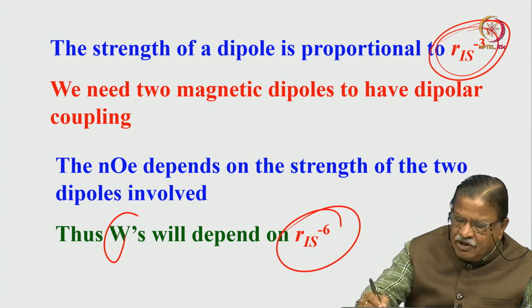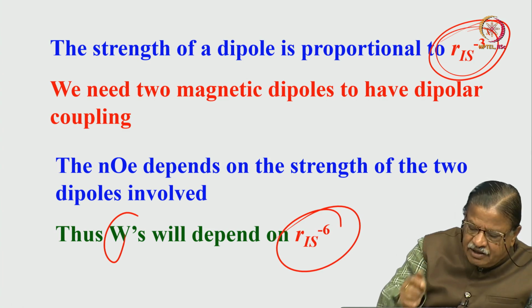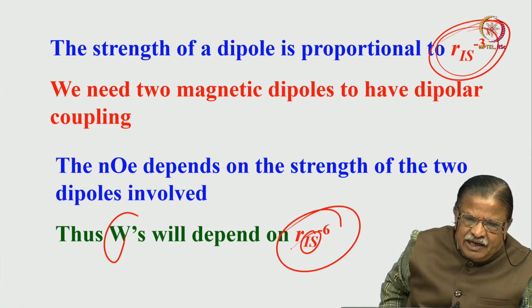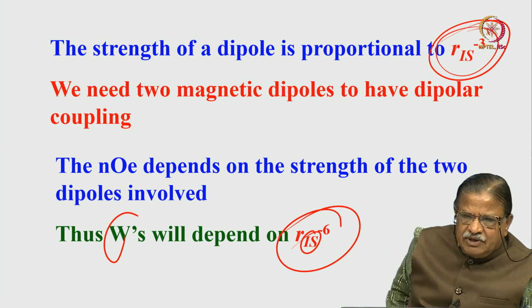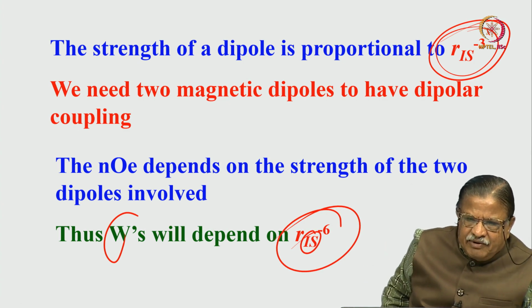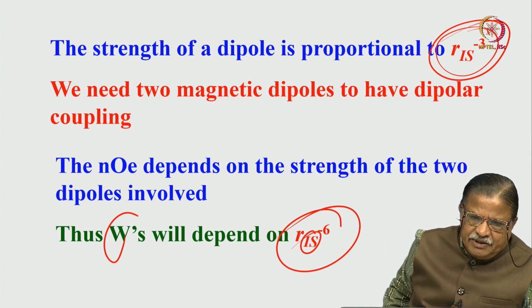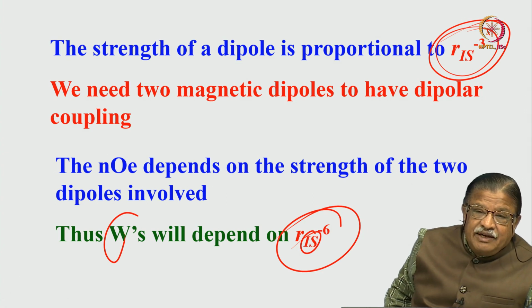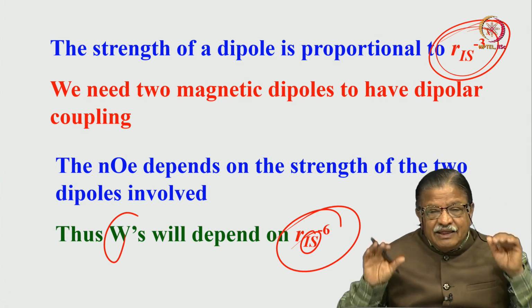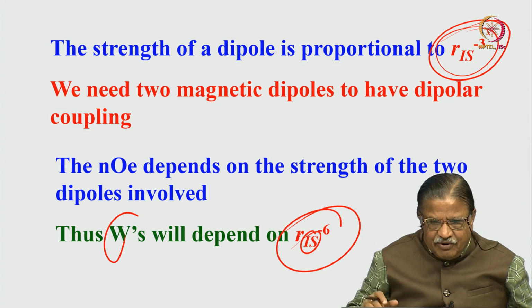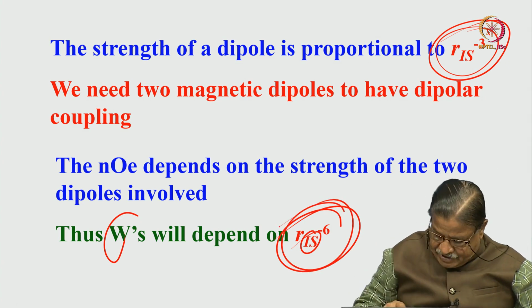It depends upon 1 over Rij. Here I have taken a heteronuclear case, that's why RIS is written. Rij is what we normally use. NOE is inversely proportional to Rij to the power of 6, so NOE depends upon the distance. So if you know the NOE, we can get distance information.